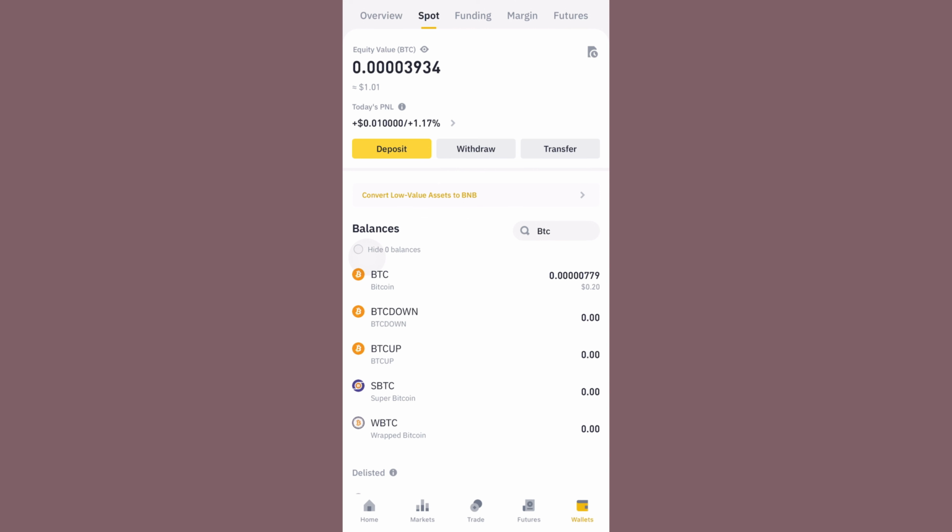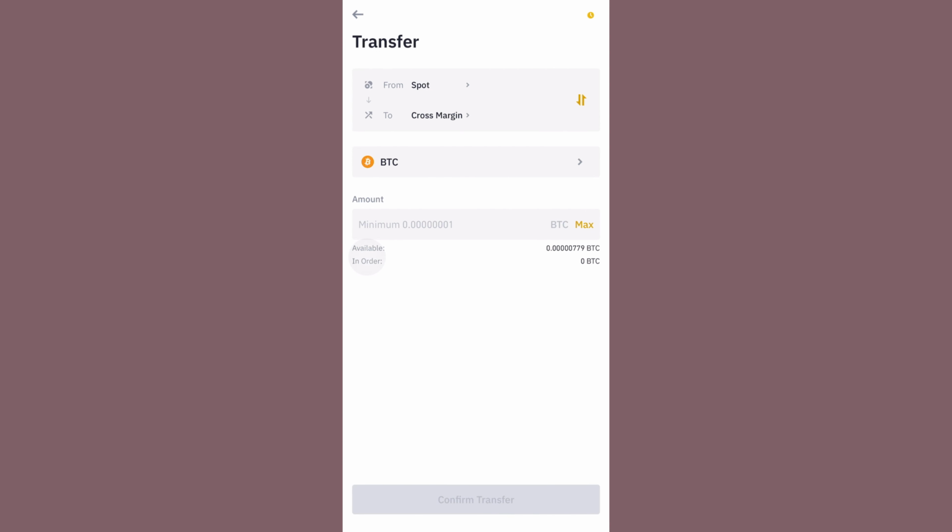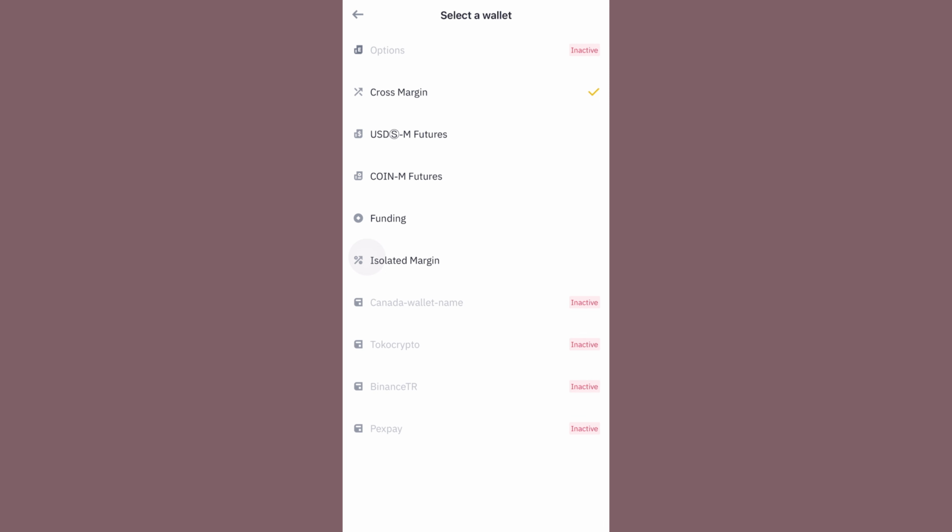Then the next thing you would want to do is move from your spot wallet to your futures wallet. And how do you do that? You click on transfer. When you click on transfer, you would see transfer from spot wallet to cross margin. You would have to change that to futures.